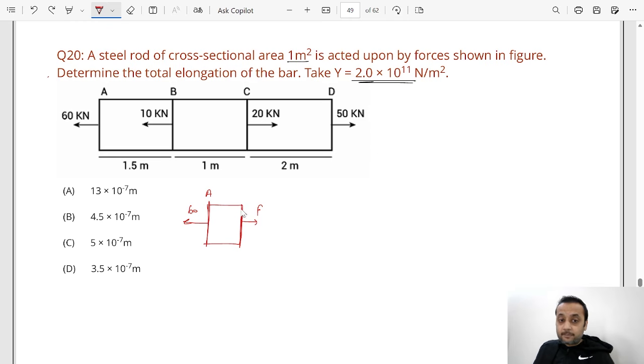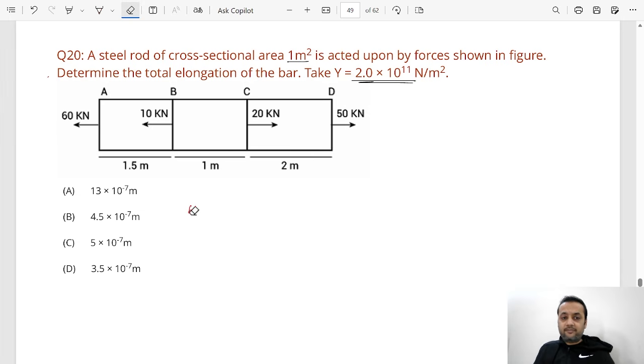Why? Because this portion is not moving, remember. So what do you understand from this discussion? That as long as x is in this region, the force value will remain 60. Whether you talk about this intersection, this intersection, or this intersection, at every intersection the value of the force will be 60. I hope you were able to understand this. That means at every cross section the stress will be this 60 upon the cross-sectional area.